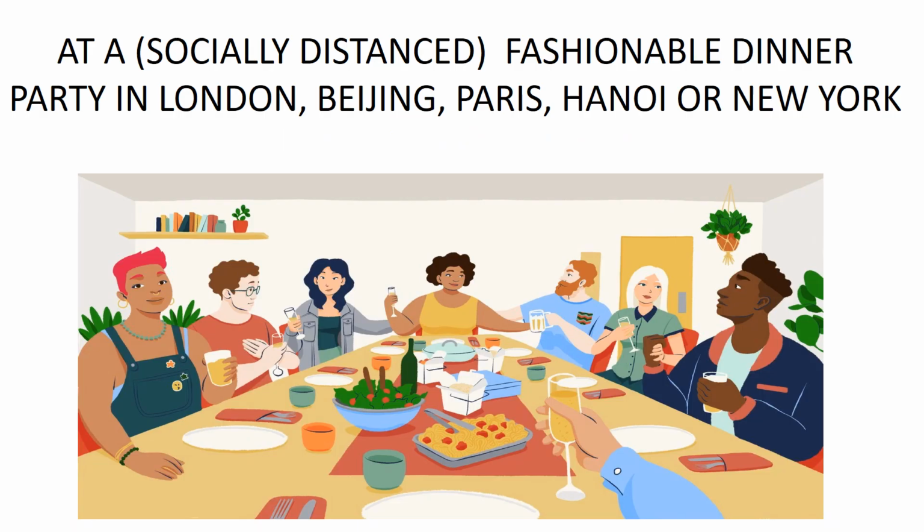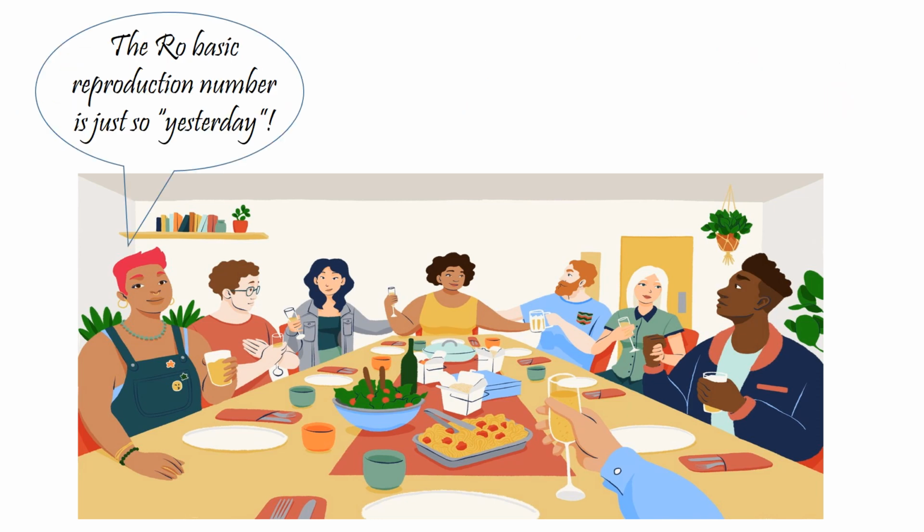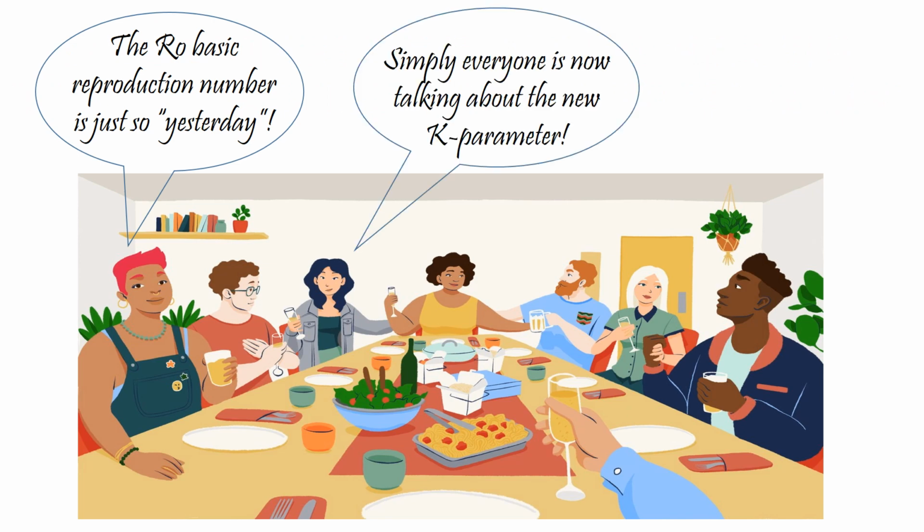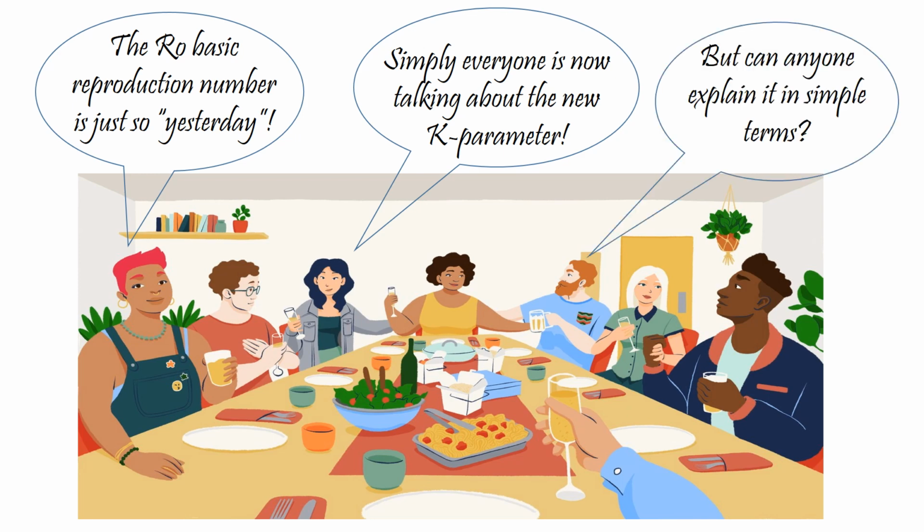So you're at a socially distanced and fashionable dinner party, London, Beijing, Paris, Hanoi or New York, and somebody says, the R0 basic reproduction number is just so yesterday. Simply everybody is now talking about the new K parameter. But can anybody explain it in simple terms? And you say, yes, I can. So how do you do it?